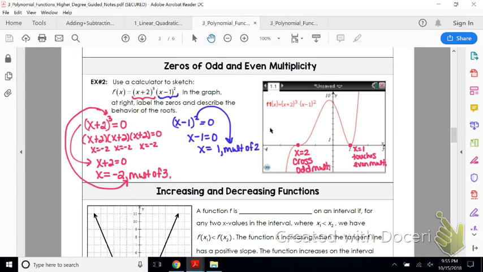Now, what that tells us as well is when I go back to this first one, x equals -2 multiplicity of 3, that this is an odd multiplicity, and therefore it's going to cross. When I look at the x equals 1 multiplicity of 2, I can see that that's even multiplicity, and therefore even multiplicity is going to touch but not cross it.